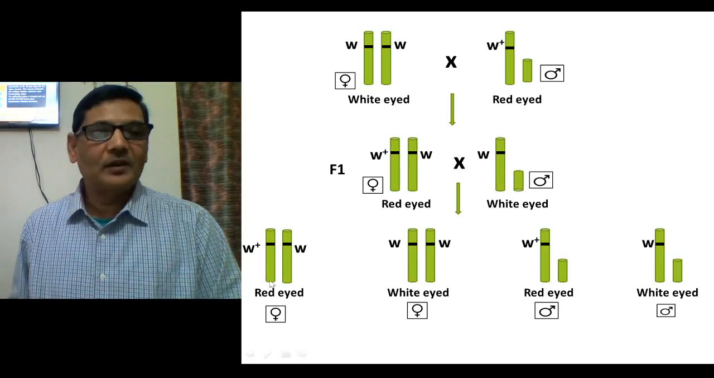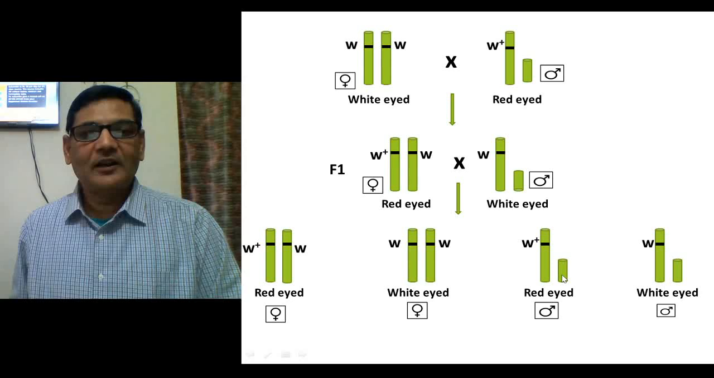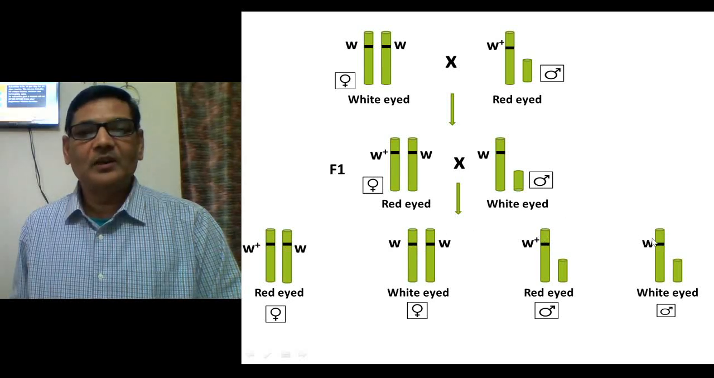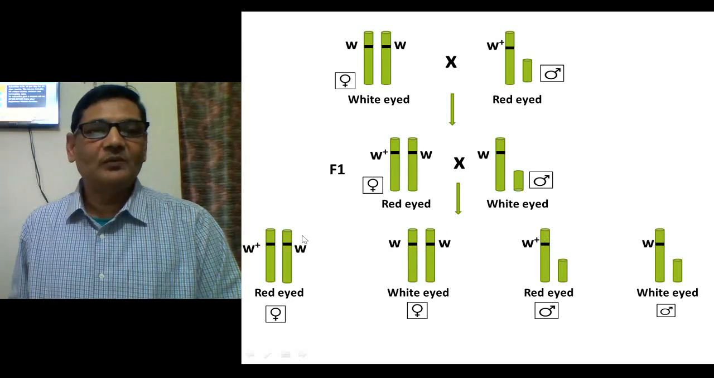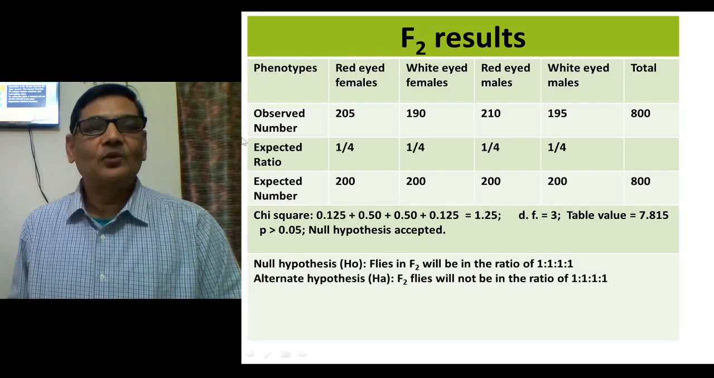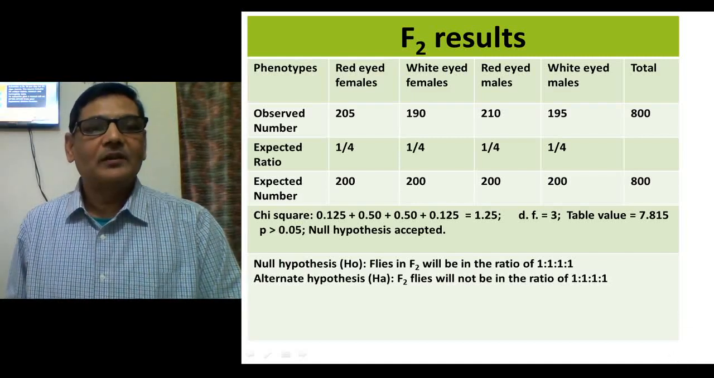So here you find a red-eyed female, then a white-eyed female, then a red-eyed male, and then a white-eyed male. And the possibility of getting all these four different types will be completely equal. So they will be obtained in the ratio of 1:1:1:1.